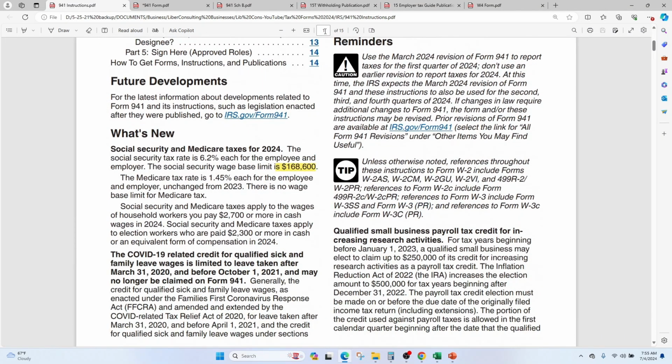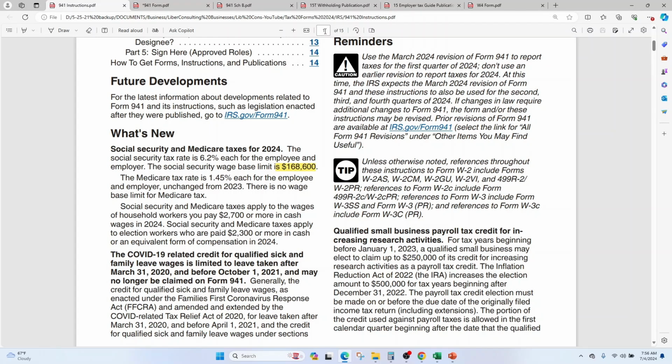The Social Security has a threshold, 168,600. If an employee is making more than that in a year, you will withhold 6.2% from that employee's income up to 168,600, and after that you stop withholding Social Security from that employee's wage.